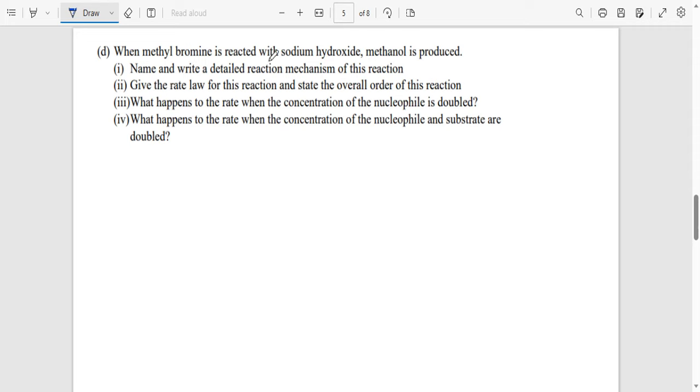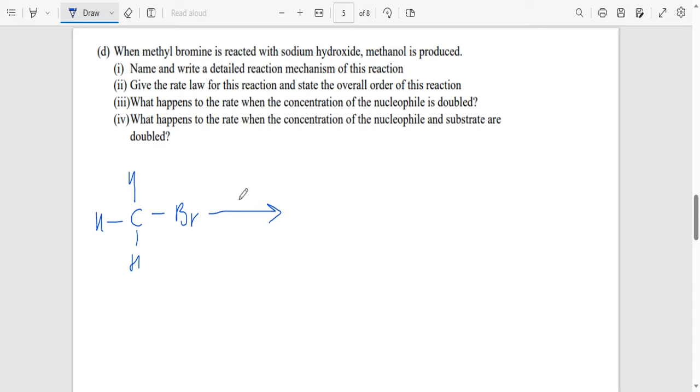When methyl bromide is reacted with sodium hydroxide, methanol is produced. Name and write a detailed reaction mechanism for this reaction. Let's say we have got a carbon here with 3 hydrogens, and then now a bromine. Now, every time you have got a methyl bromide, or let me just say methyl halide, the reaction always proceeds by SN2 reaction. And so what we are going to have here is, on the reactant side, what are we using?